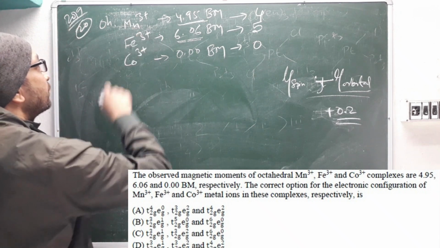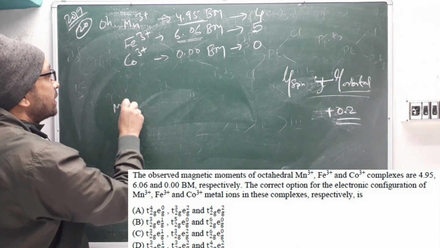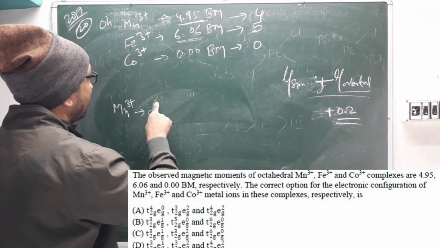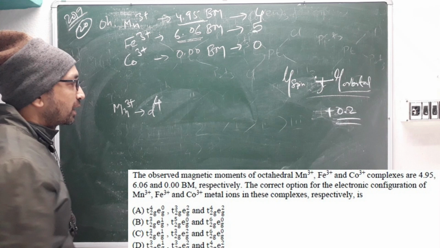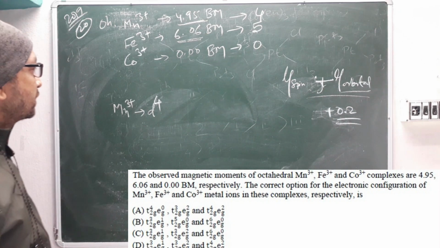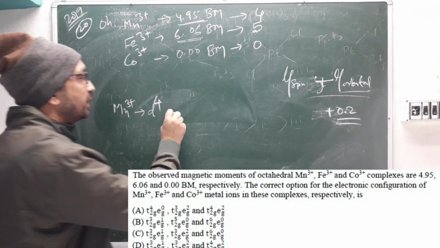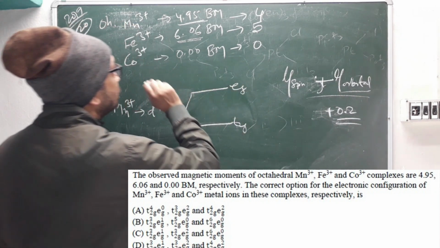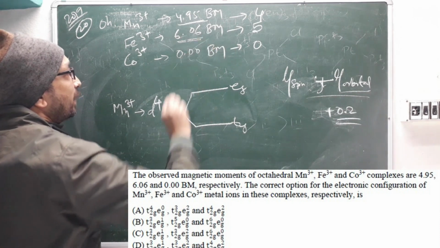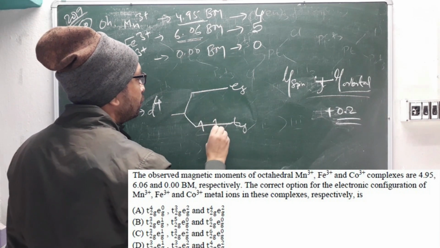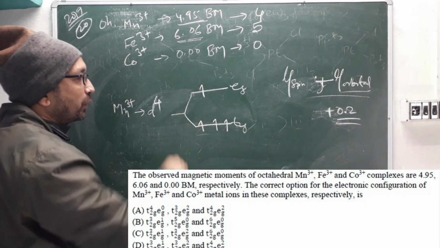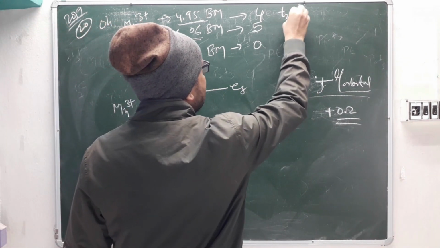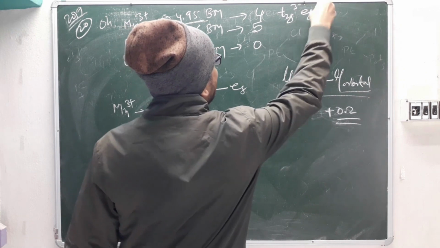Now based on this we have to draw. For manganese 3 plus, we know that it should be D4, correct? Because in the plus 2 state it will be D5, so plus 3 means it will be D4. Now it is octahedral, so just draw T2G and EG. 4 unpaired electrons means it will be high spin, 1, 2, 3, 4. So directly you just write down the electronic configuration T2G3 EG1.